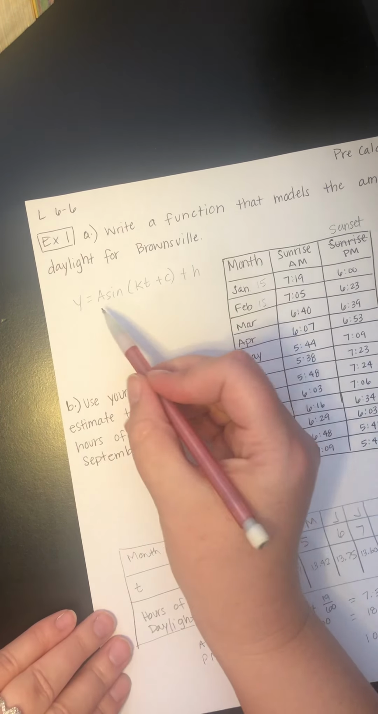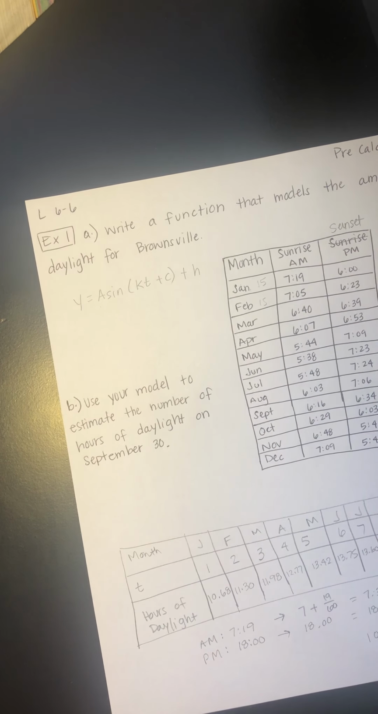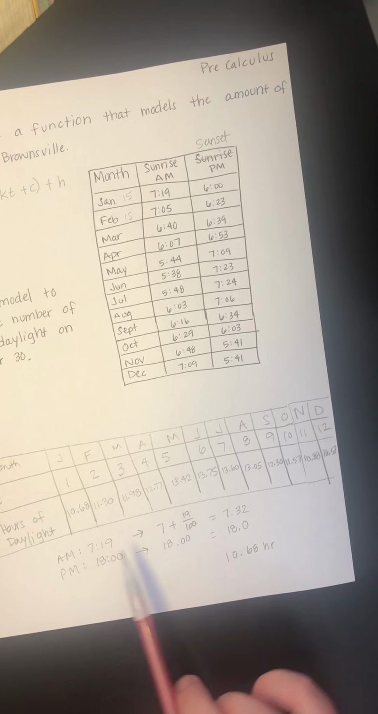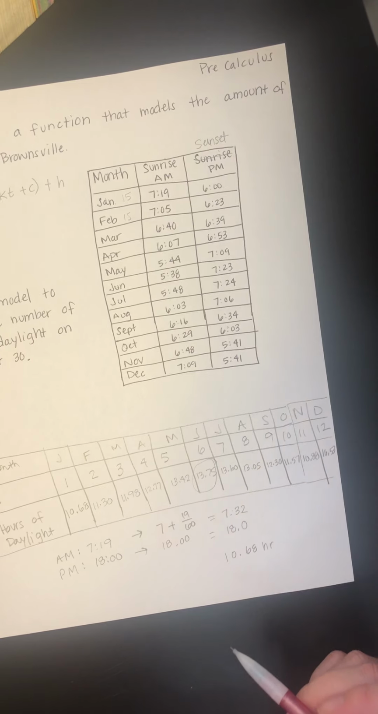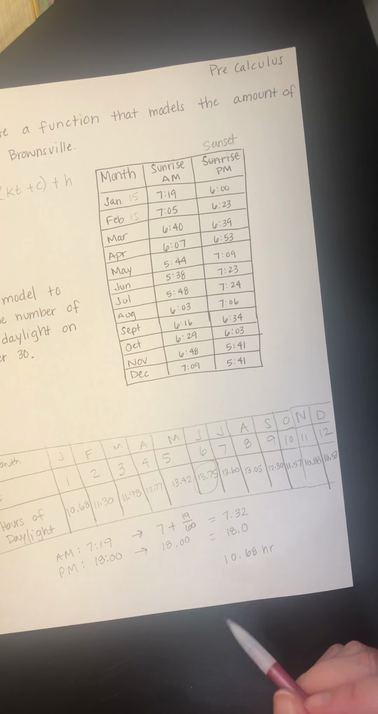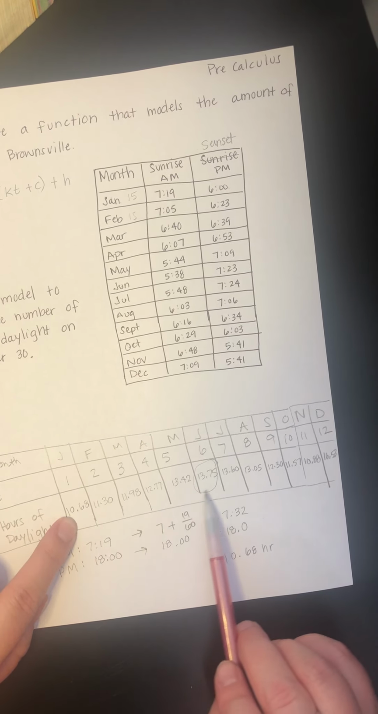A is just the difference between the most daylight and the least daylight. So down here, if we look, who has the most daylight? 13. Looks like June has the most daylight. The least amount of daylight, we have 10.68.